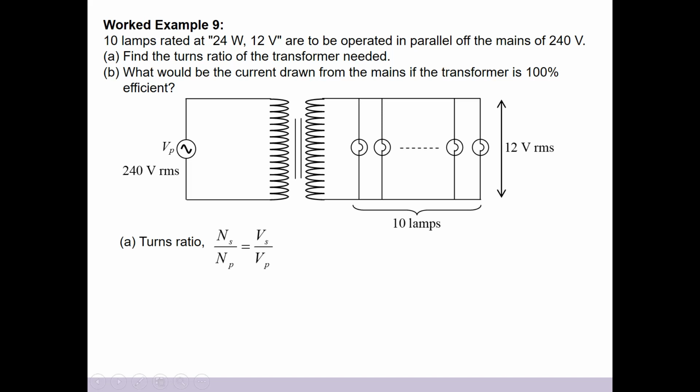In your turns ratio, notice you have Vs over Vp. We are comparing Vs, secondary side RMS, versus Vp RMS. Okay, I never put that in because if not, it will be such a long and chunky subscript. But I'm comparing RMS to RMS. I can do this. So once I put that in, I get 12 over 240.